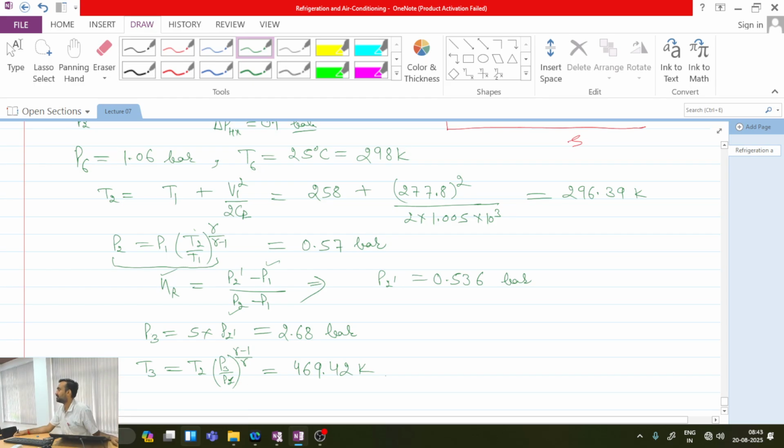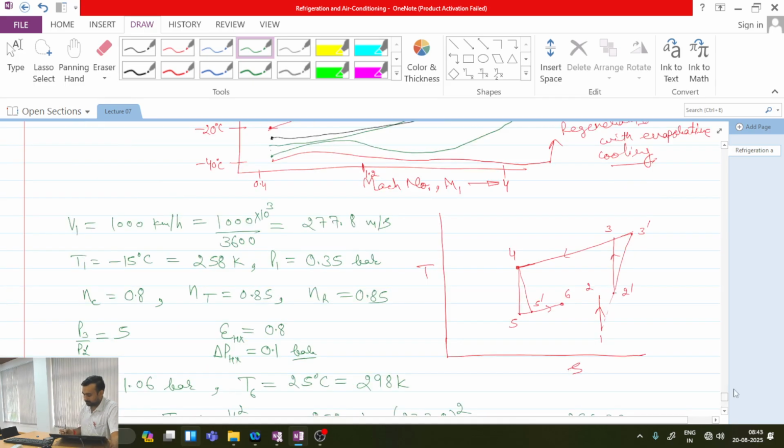All are clear with this point? Anyone having any doubt up to this point? Okay, but this is the temperature of point 3 if I go in an isentropic fashion. But I have been given some value of isentropic efficiency of the compressor. So what do I need to do now? I need to utilize that to calculate the temperature of point 3 dash.